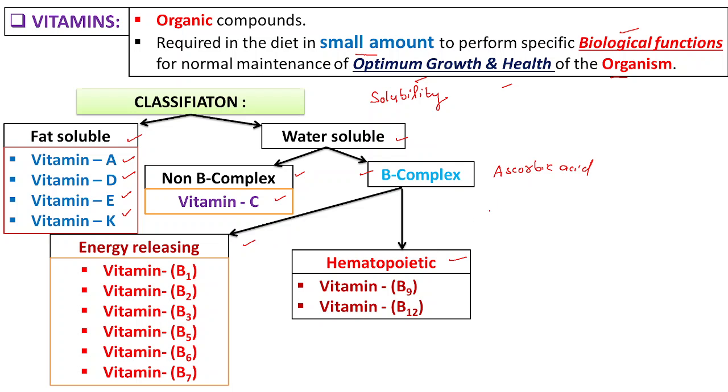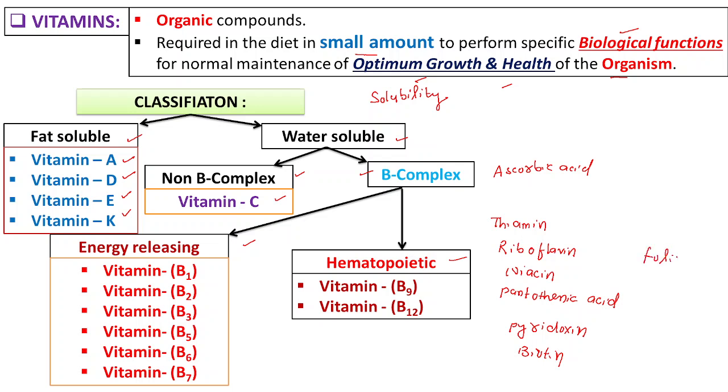Energy releasing vitamins are vitamin B1, called thiamine, vitamin B2, called riboflavin, vitamin B3, niacin, vitamin B5, so called pantothenic acid, vitamin B6, pyridoxine, and vitamin B7, so called biotin. Here the hematopoietics are vitamin B9, or folic acid, and vitamin B12, cobalamin. It is called cobalamin, right?